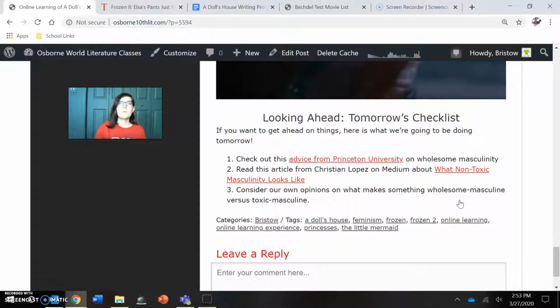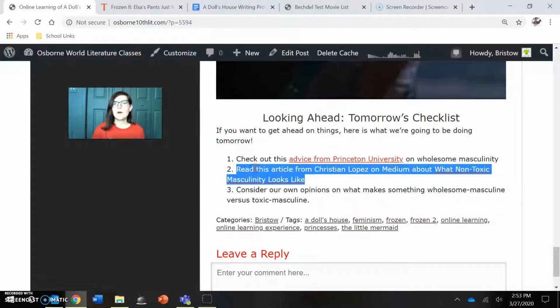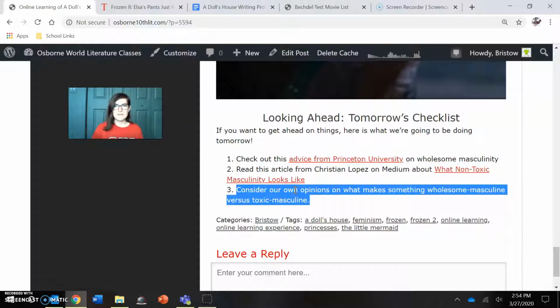Looking ahead to tomorrow, we're going to be talking a lot about toxic masculinity versus wholesome masculinity. We're going to be looking at this advice from Princeton University about wholesome masculinity. We're going to read this article from the website Medium, written by a guy named Christian Lopez, on what non-toxic masculinity looks like. And then I want you to consider your own opinions about what makes something wholesome masculine versus toxic masculine. Because I want to be clear that not all masculinity is toxic, right? But there is such a thing as wholesome masculinity. So that's what I want to focus on tomorrow: how can people still be masculine but avoid that toxicity that sometimes comes into it.